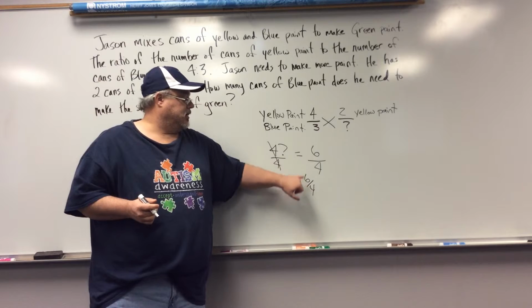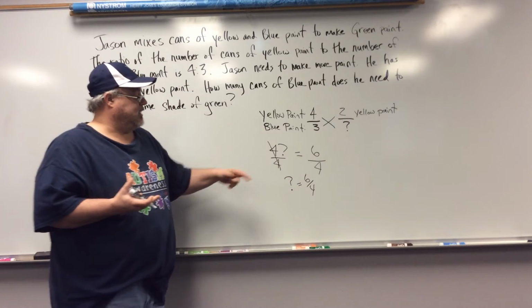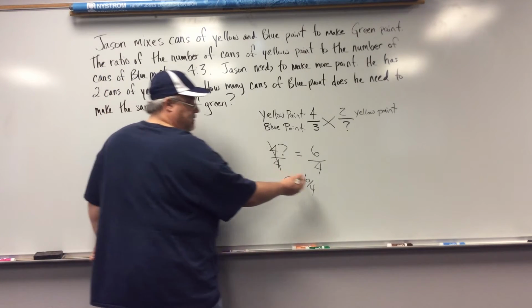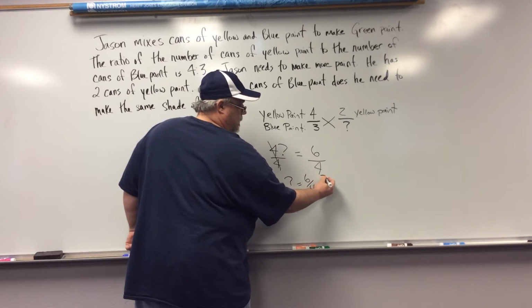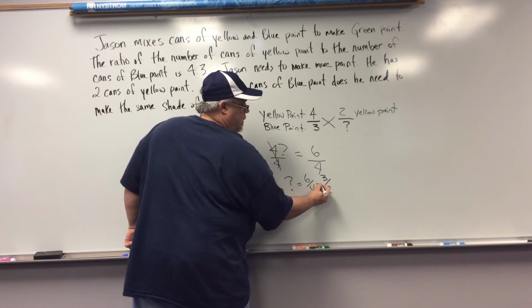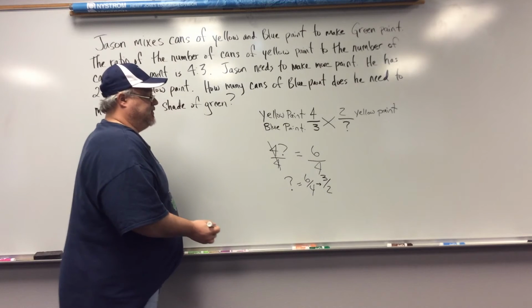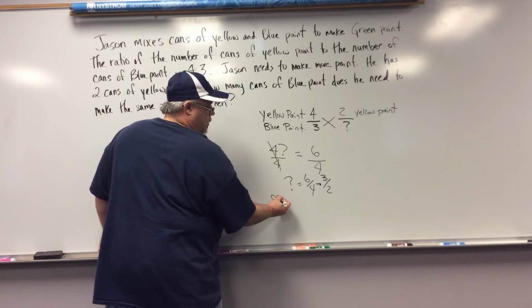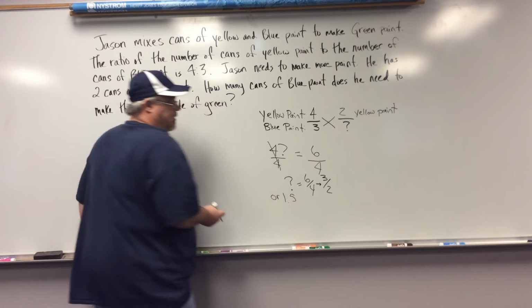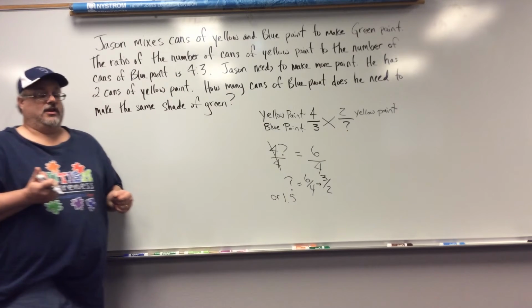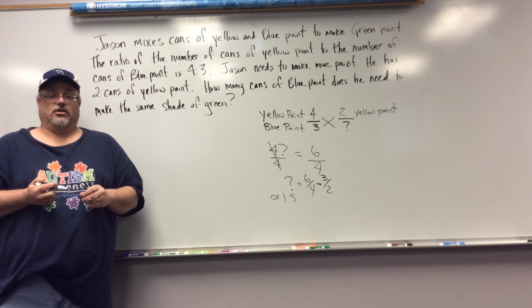And we know that he needs 6/4 more cans of paint. So we reduce this fraction by 2, and we get 3/2 or 1.5 more cans of blue paint that he needs to make the same shade of green.